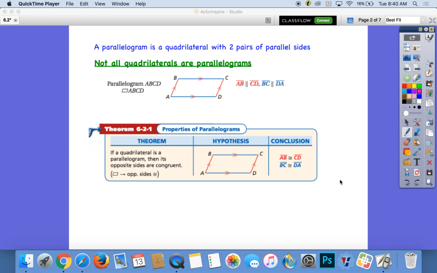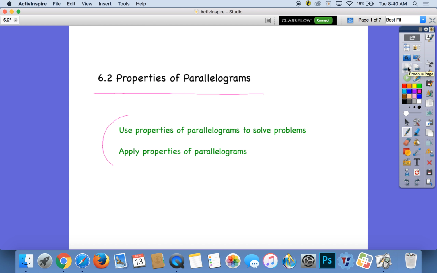Guys, today we are going to start with 6.2, properties of parallelograms. So we're going to define parallelograms and talk about some traits that they have in common. Our goals are going to be to use the properties of parallelograms to solve problems, so we'll have some algebra in there. And then we also want to apply the properties of parallelograms. And these concepts are going to take us into 6.3 as well.